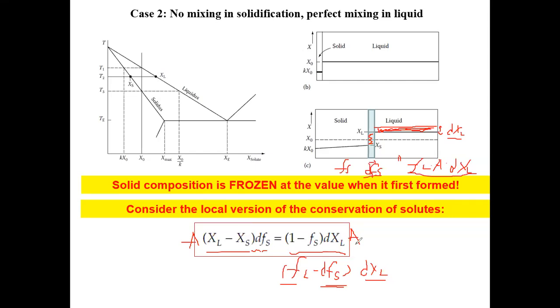If you look at this equation, although it's in a differential form, it is nothing more than the local version of the conservation of solutes. This is exactly the same thing as for the equilibrium case, but in this case, we only focus on a very thin slab of liquid transforming into solid and consider how the solutes redistribute themselves associated with this transformation. Does that make sense to everyone?